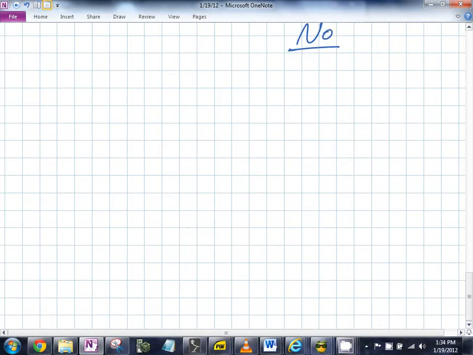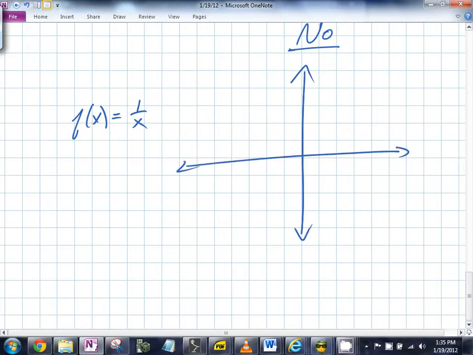So for example, here's a really easy question that you're probably going to get wrong. f of x is equal to 1 over x. What does that look like? Use your hands. What's it look like? Yeah, it goes like this and it goes like this, right? Is that function continuous?